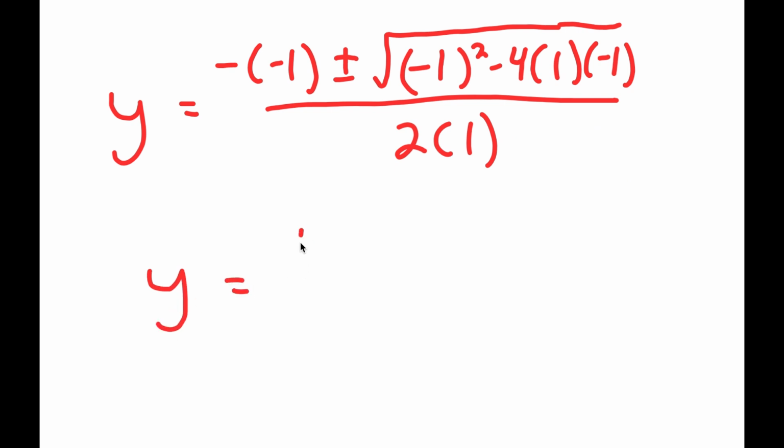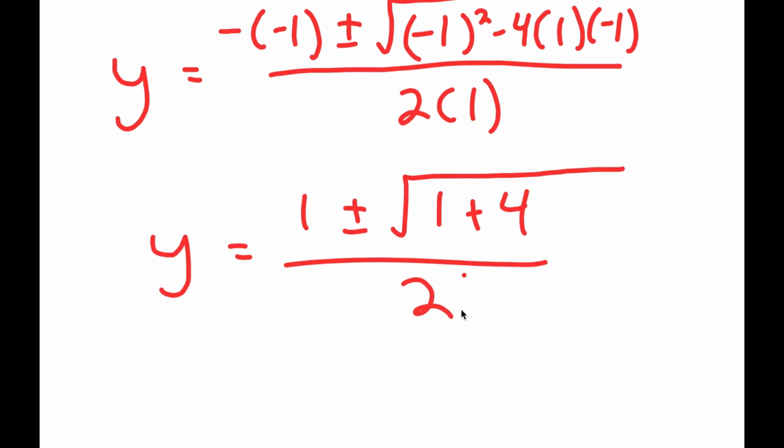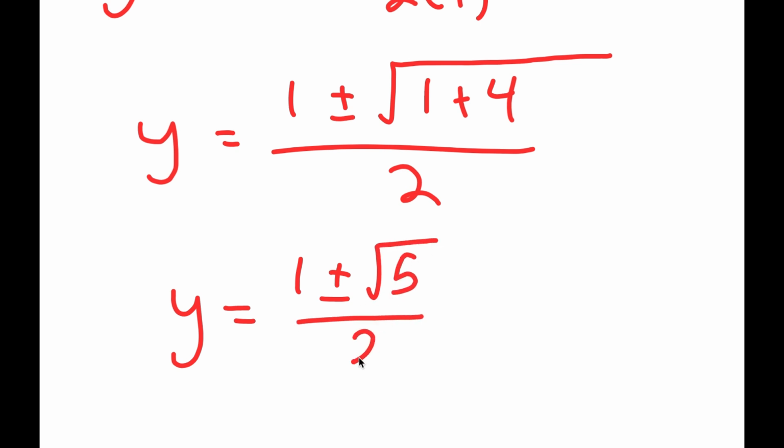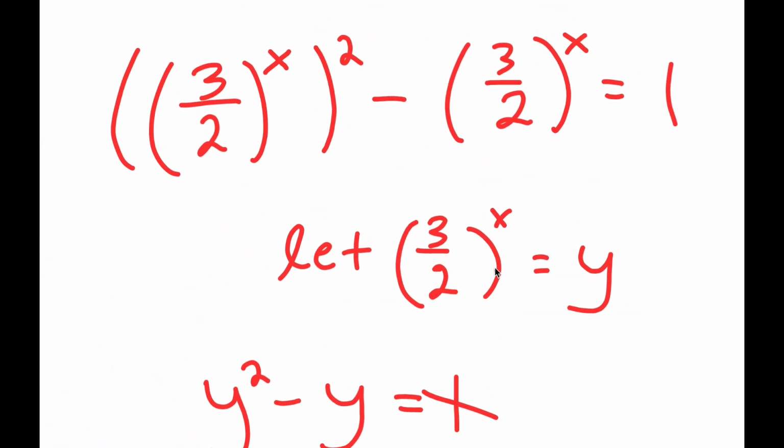Now from here, I get y equals +1 plus or minus the square root of +1 minus negative of 4 times -1 is the same thing as +4. So I have 1 plus 4. And I have this over 2. And now this is equal to 1 plus or minus the square root of 5 over 2. All right. So now that we have this, recall that back here, we let 3 over 2 to the power of x equal to y.